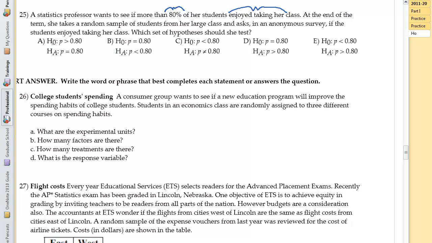The null hypothesis is always equal to, so this one's possible, not this one. This one's possible, not this one. So we're only looking at B and D, and the more than 80% is going to lead us to a greater than right here, and so 25 should be D. All right, and that's going to conclude part 5. That's going to conclude all of the multiple choice.